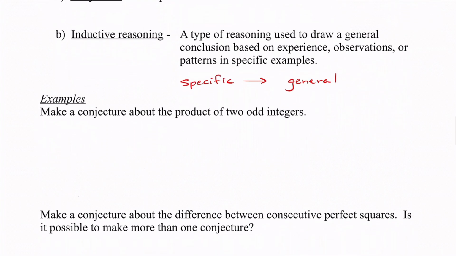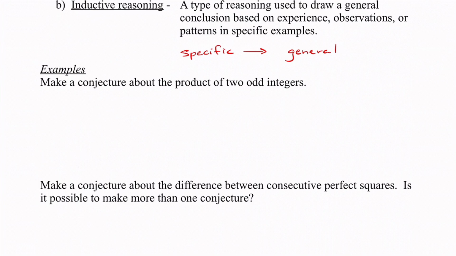So in this first example here, it says make a conjecture about the product of two odd integers. So what we're going to do is some examples where we take some odd integers and take their product. Remember, product means multiply. So let's take, say, 3, times 3, and we get 9. Make sure you do a few of these. Don't just do one and then come up with a conjecture. So I could do, say, -5 times 7. When I do that, it gives me -35.